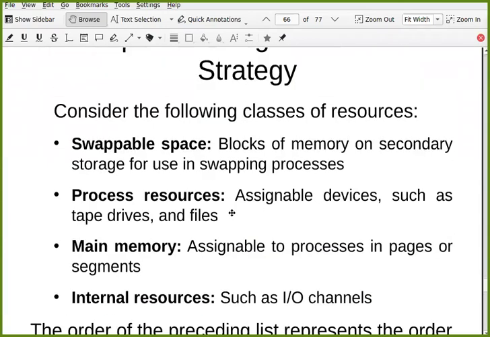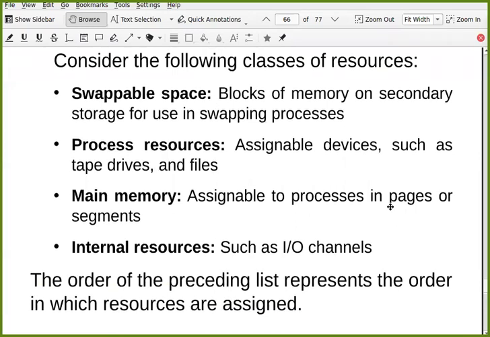This is one example of that integrated strategy. Consider the following classes of resources. Let's consider that all the resources that we have, we put them in different classes, like swappable space. That is nothing but blocks of memory on secondary storage for use in swapping processes. I hope you remember the swapping in and swapping out idea, which we discussed in process states. If a process gets blocked and there is no free memory, then sometimes we put that blocked process in the blocked suspended state. That suspended state is nothing but swapping. You need to swap that process into secondary memory. So swappable space is one resource class.